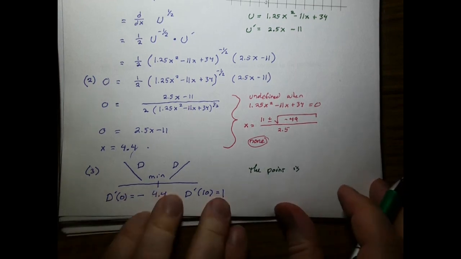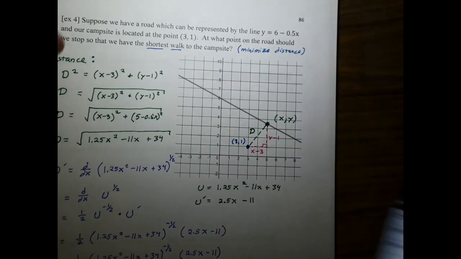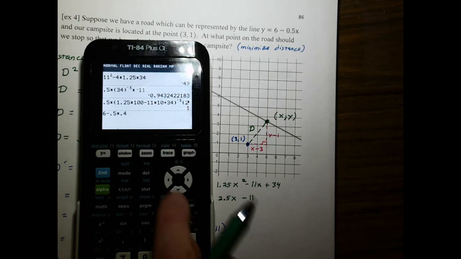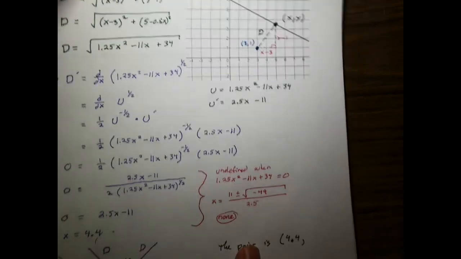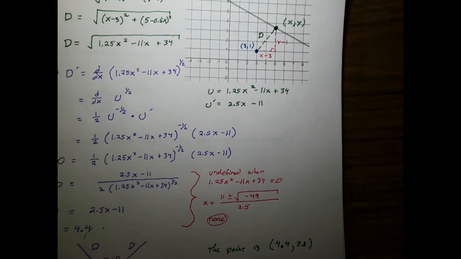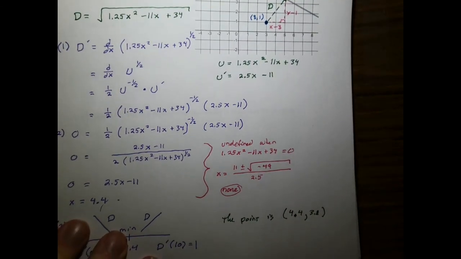So the point that we're interested in is when x equals 4.4. And to get the y value, we can plug 4.4 into this function. 6 minus 0.5 times 4.4 gives us 3.8. And so that is the point on the road we would have to stop at in order to get the minimum distance to the campsite.